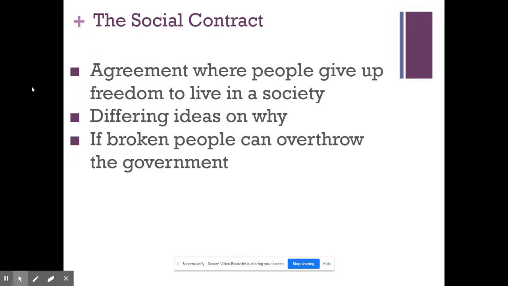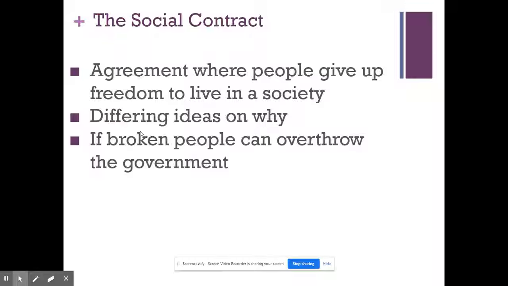And then finally, the social contract. This is the most complicated idea. So in a social contract, this is an agreement where people give up freedom. So imagine you're in the state of nature. Everything's crazy. People are killing each other. They're stealing from each other, and nobody can stop it. You would make an agreement with your neighbors to give up your freedoms to steal and take things and kill other people, to live in a society with laws so other people couldn't hurt and steal from you.